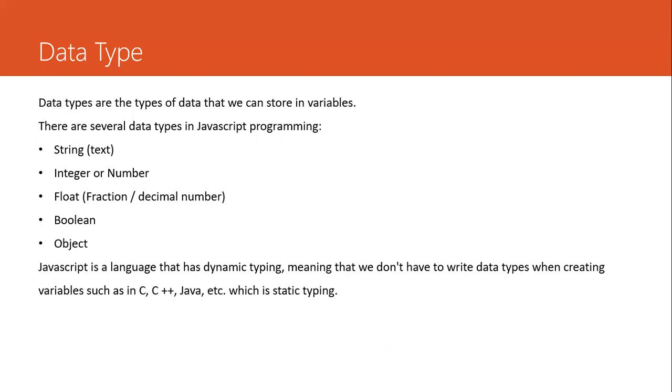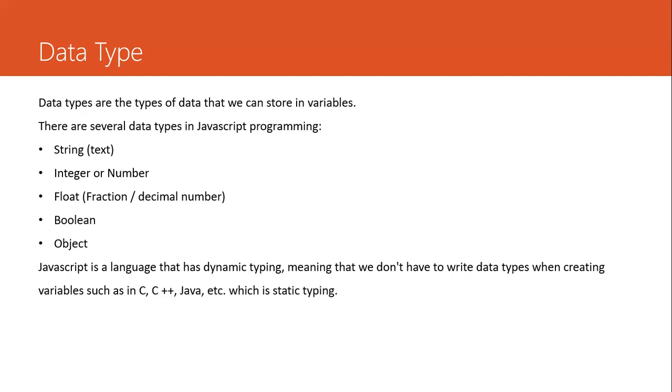JavaScript is loosely typed. In loosely typed languages, we don't need to add the data type when we initialize or make a variable. JavaScript can detect by itself what value we have put in that variable, so JavaScript can know what the data type of that variable is. That's why we don't need to write the data type.